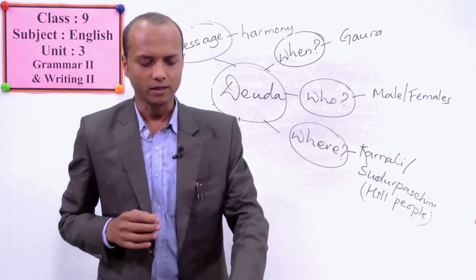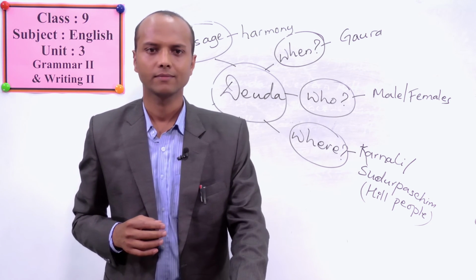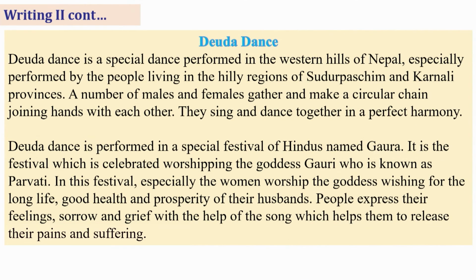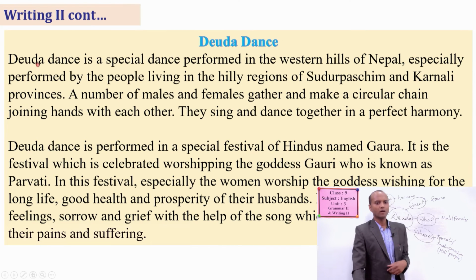Okay, let's see. Deuda dance. As I said earlier, Deuda dance is a special dance performed in the western hills of Nepal, especially performed by the people living in the hilly regions of Sudur Paschim and Karnali provinces. Okay, got it? So one more thing is that dance and cultures are an integral part of human beings. For example, these people living in other places, for example, Kathmandu, or living abroad, might carry that on.